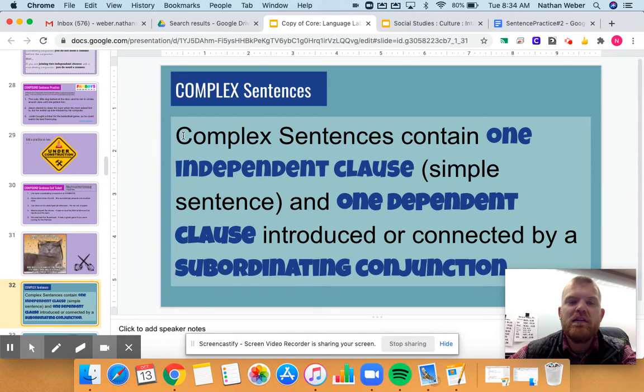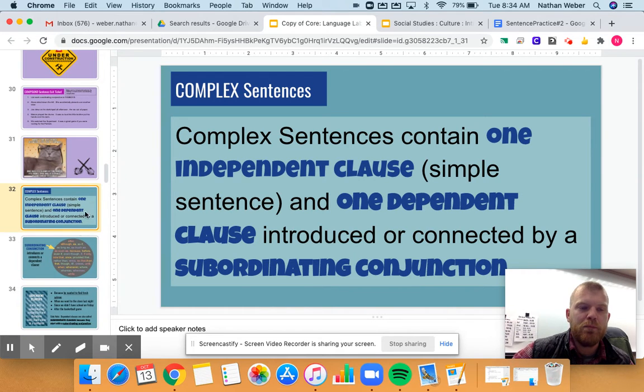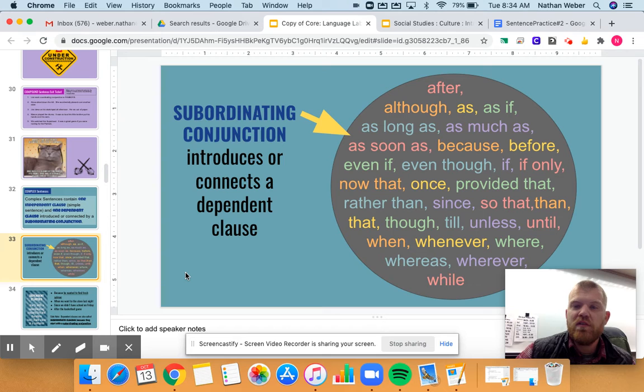Before I get into that, please write down what's on this slide right here. Complex sentences contain one independent clause, a simple sentence, and one dependent clause connected or introduced by a subordinating conjunction. Okay? Now please write this down as well. A subordinating conjunction introduces or connects a dependent clause. Okay? So a subordinating conjunction introduces or connects a dependent clause.